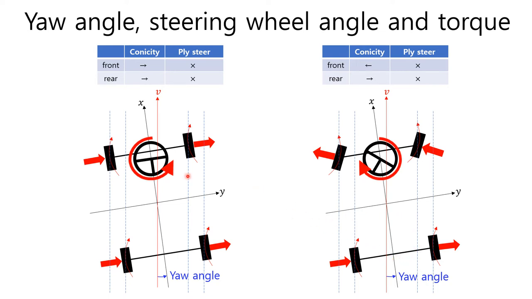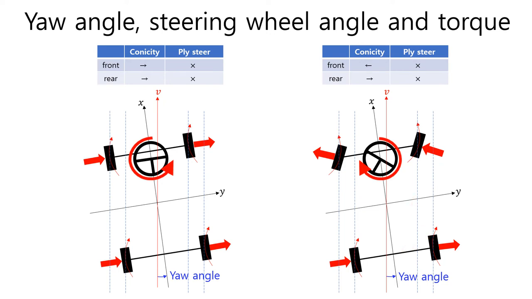But the steering wheel offset angle is larger when the conicity in the front wheel is in the opposite direction compared to when the conicity is in one direction. This is because when the conicity is in the opposite direction, the direction of steering wheel offset angle for overcoming the conicity of the front wheels in order to make the vehicle go straight coincides with the direction of the steering wheel offset angle due to vehicle drift by rear wheels.